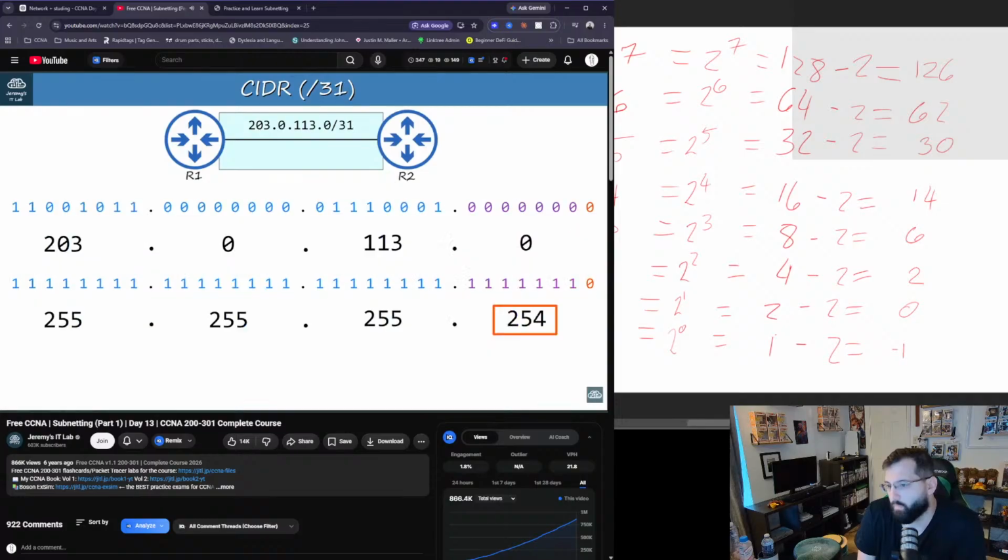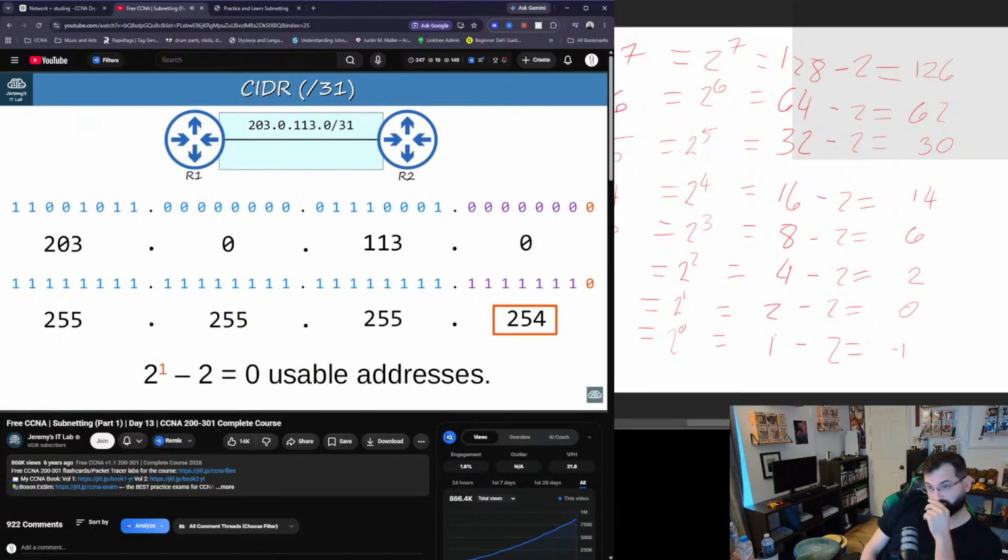Let's look into it. If we use a /31 prefix length, the mask is written as 255.255.255.254 in dotted decimal. There is now only 1 host bit, so that means 0 usable addresses. 2 to the power of 1 is 2, minus 2 for the network and broadcast addresses means 0 addresses that we can assign to devices. So you used to not be able to use /31 network prefixes because of this. However, for a point-to-point connection like this, it actually is possible to use a /31 mask.